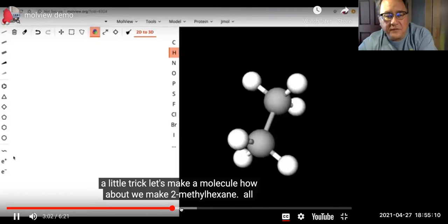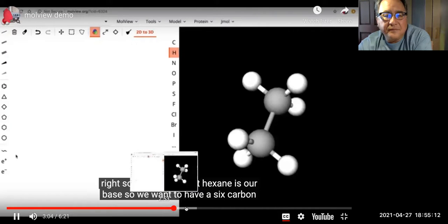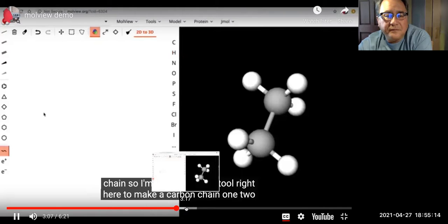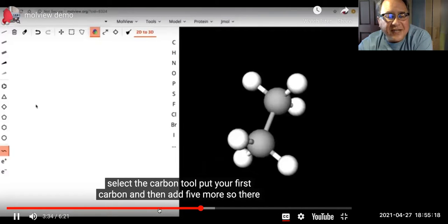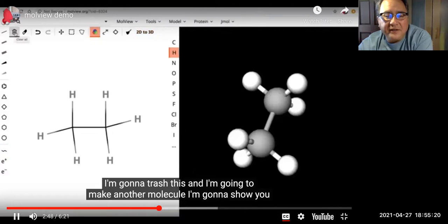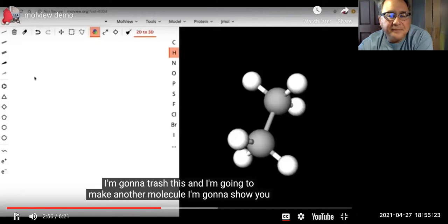Hexane. Right? So that means that hexane is our base, so we want to have a 6-carbon chain. All right, so that's good to know. That tool doesn't actually spin it. Gosh darn it. I'm going to make another molecule. I'm going to show you a little trick.